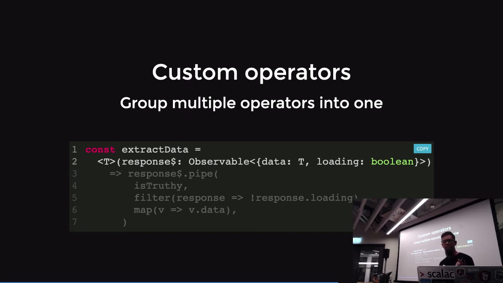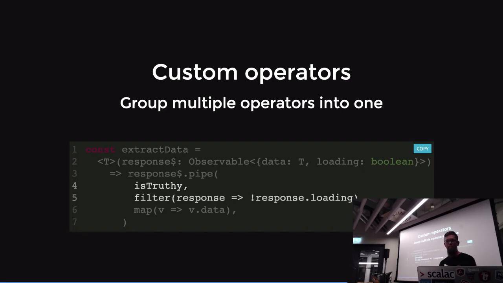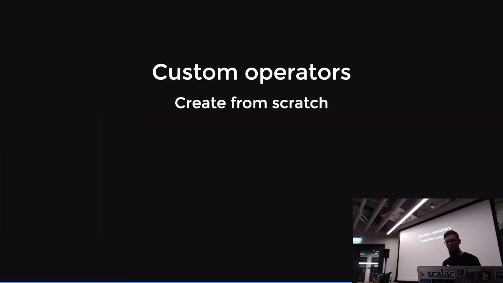So we can create an extract data operator and pipe three operators together. Is truthy, which is the one we already created ourselves. Then we check if the response is loading or not, and we only pass through if it's loaded, and then we map to the data object itself, which is the thing we actually need. So we've covered two most common use cases of custom operators.